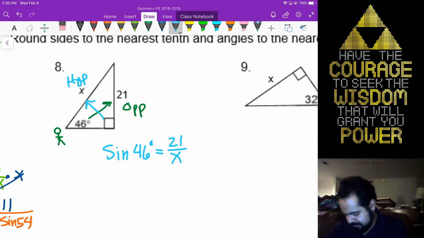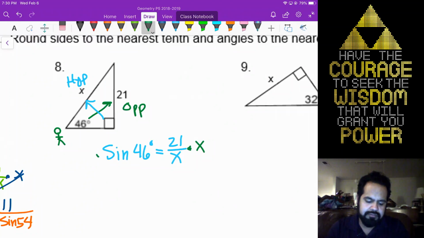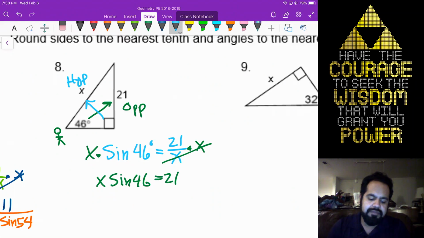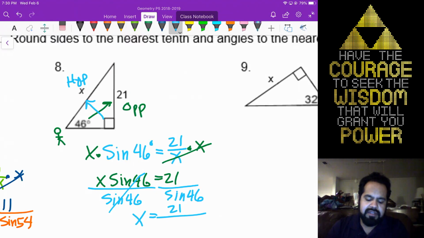And I dropped my stylus. Good job, Mr. T. Okay. Multiply both sides by x. So then, x sine of 46 equals 21. Divide out the sine of 46. So then x equals 21 over sine of 46. Again, I'm going to leave that to you to type in your calculator.